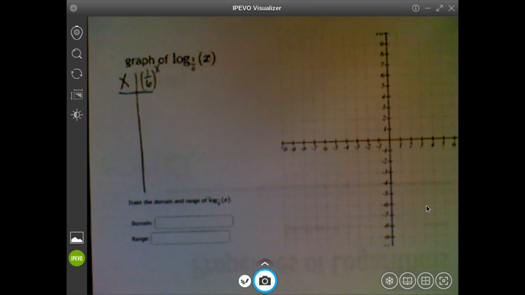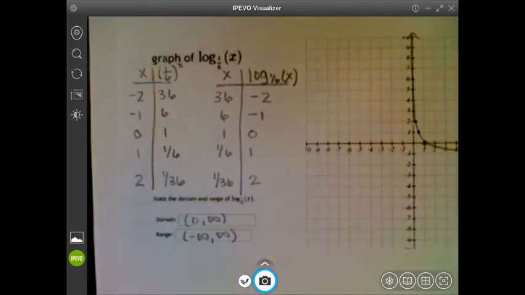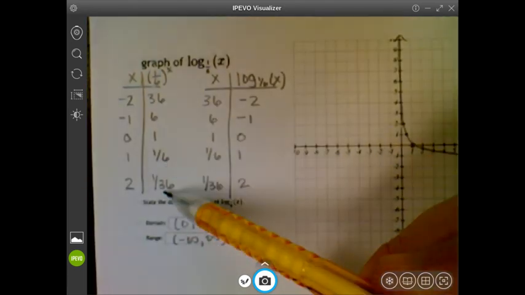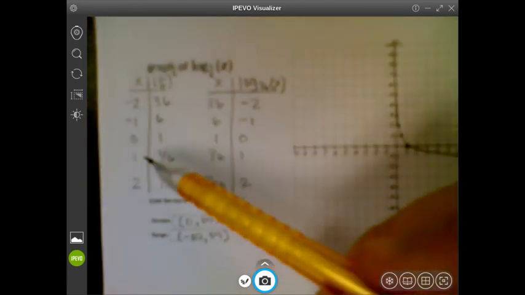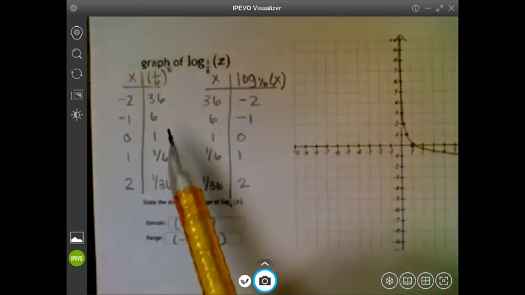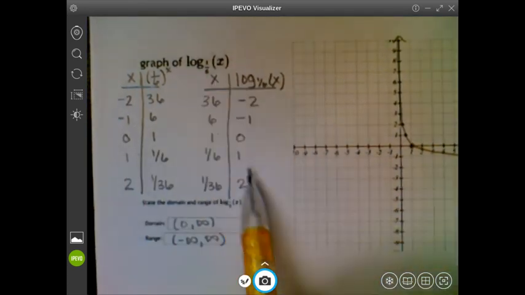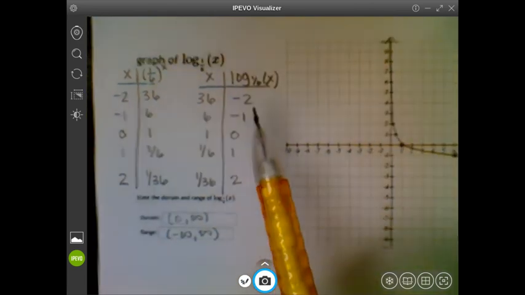When you're ready, go ahead and hit play, and I will pull the solutions up for you. All right, so here's what I have for my 1 over 6 to the x. Here's the y values that I found. And then to make the inverse, you literally just flip-flop your x's and your y's. So if you can make this table, it's not very difficult to make the logarithm table.